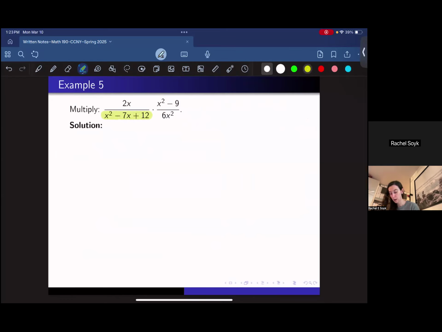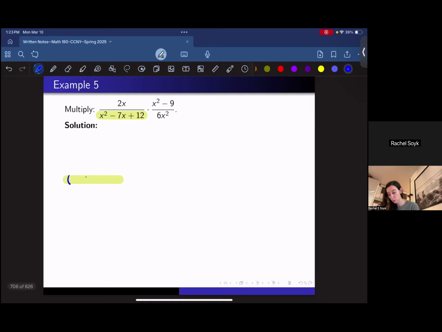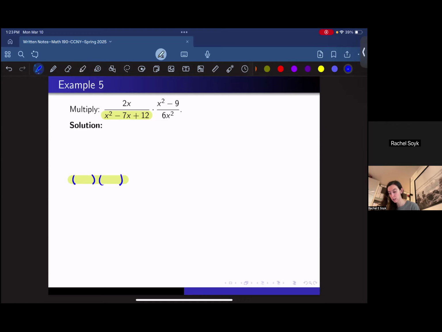Let's factor out that first denominator. Factor pairs of 12 that add to negative 7, negative 4 and negative 3. 2x I'm going to keep as is. X squared minus 9, difference of squares, is the same as x plus 3, x minus 3. And then I'll keep the 6x squared as is.